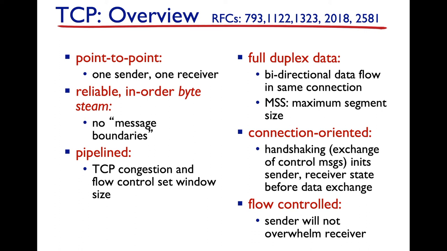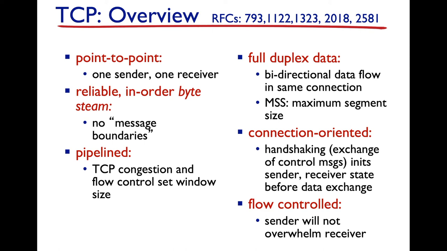TCP is also pipelined, and it does congestion control and flow control, and this serves to set the receiver window size in response and the sender window size in response to various sensed phenomena. And so the sender window size is going to control the amount or the rate at which data is being sent between the sender and receiver. And so TCP also does full duplex. It's bidirectional data flow in the same connection. So that's from machine A to machine B and machine B back to machine A. And it uses something called the MSS, maximum segment size, which is the size of the packet accounting for that portion that's occupied by all of the header information in addition to payload from other layers.